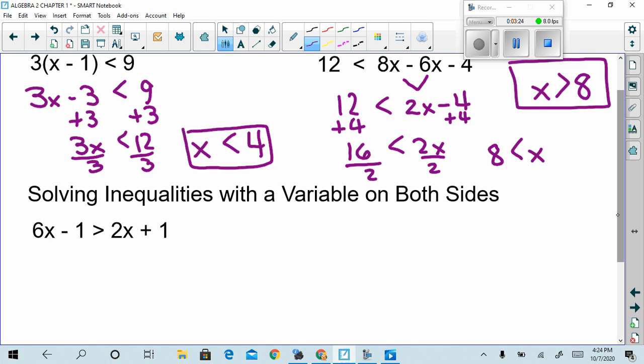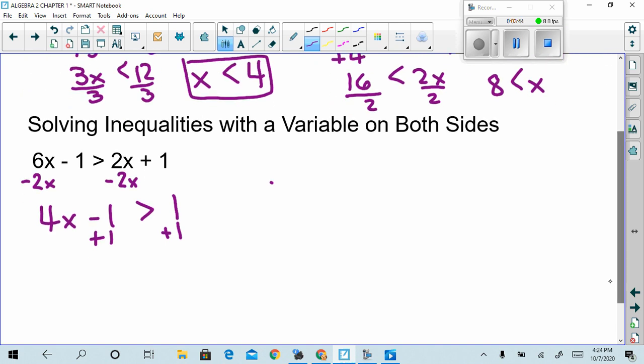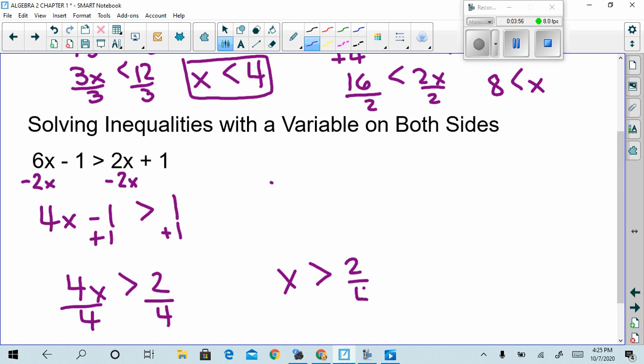The next problem that I have for you for today involves variables on both sides, which we also encountered with our equations. We're going to subtract 2x on both sides. I get 4x minus 1 is greater than 1. We'll add 1 to both sides, and that will give me 4x is greater than 2. Final step, let's divide, and I'll get x is greater than 2/4, and then I'll simplify that to x is greater than 1/2. So we will encounter fractions from time to time.